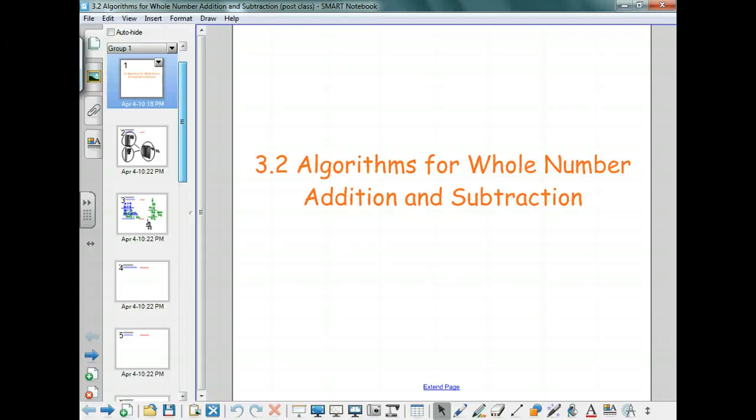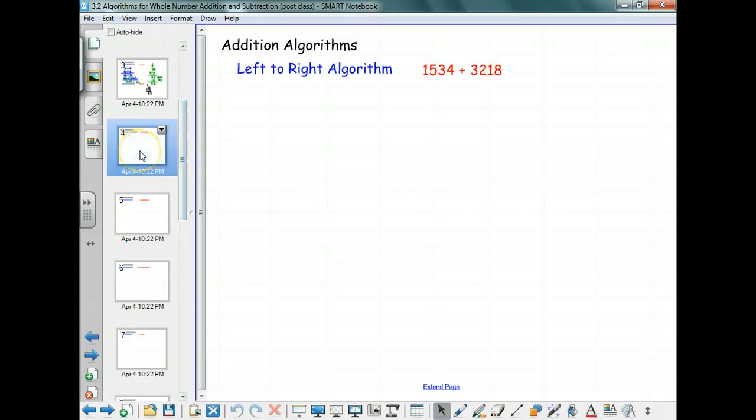Right, we were working last time in section 3.2 with algorithms, and we had gotten to this one right here. We alluded to this algorithm last time, but had not explained it thoroughly. This is the left to right algorithm, and let me show you how this works. It's going to look like the kind of addition that you see in early grade school, where we stack the numbers on top of each other.